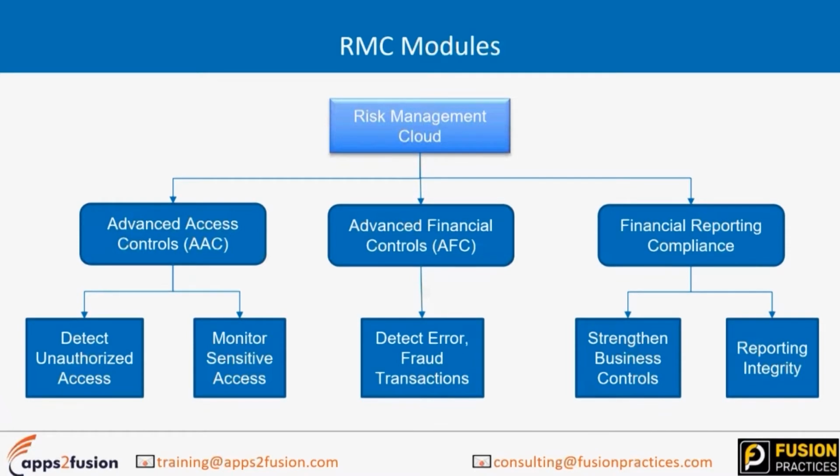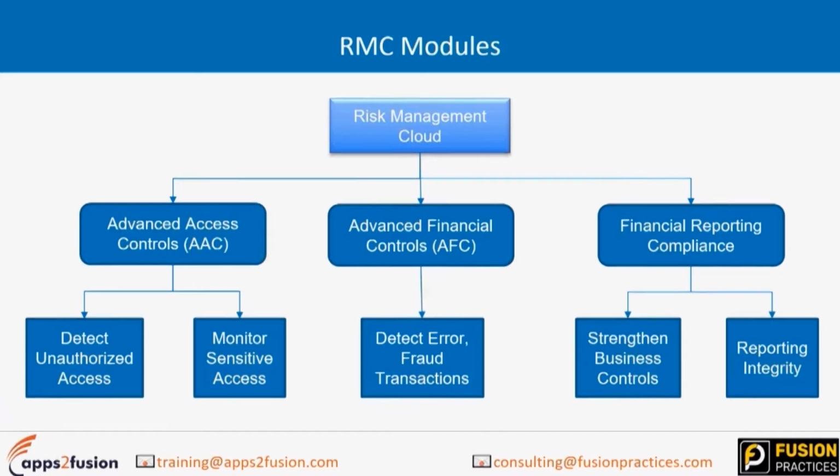So what this will do is, it will identify who has made the change, why the change was made, what time frame they made this change in, and how many times they have made these changes in the application for a certain period of time. Okay, so transaction based risks are detected through the AFC.